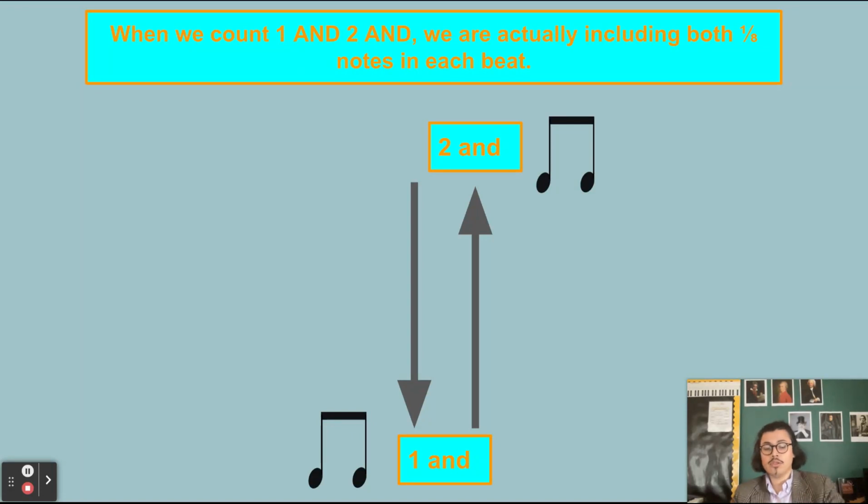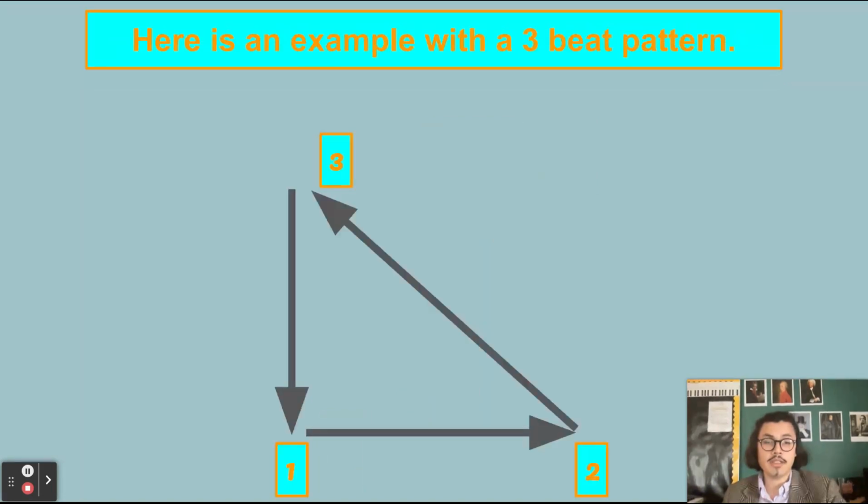Again, I'm going to do the same thing, but now with the piano. 1, 2, 1, 2, 1 and 2. Sorry. 1 and 2 and 1 and 2 and 1 and 2 and. Okay, so that's basically what I'm trying to do.